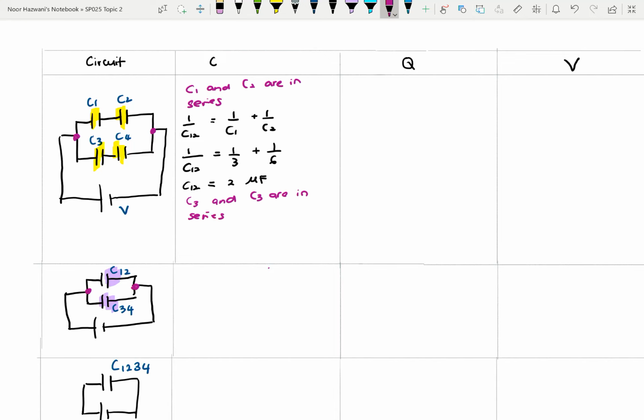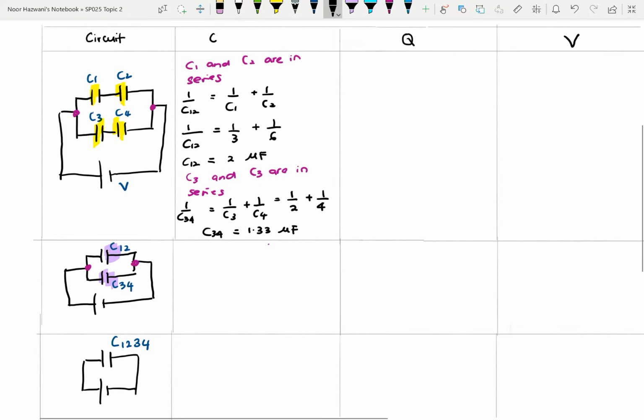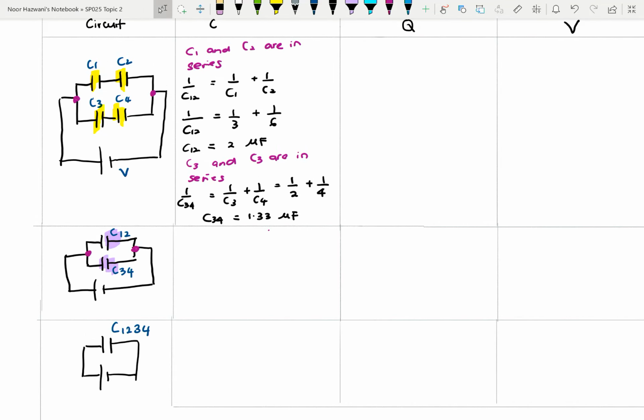Betul? So, kalau nak kira, kalau dia series, kita nak kira total C3 and C4, kita akan guna 1 over C3,4 equals to 1 over C3 plus 1 over C4. And then, substitute in the value for C3 is 2 plus 1 over 4. And then, jangan lupa 1 over your answer, you dapat C34 is equal to 1.33 microfarad. Okay. So, you dapat C12, you dapat C34.